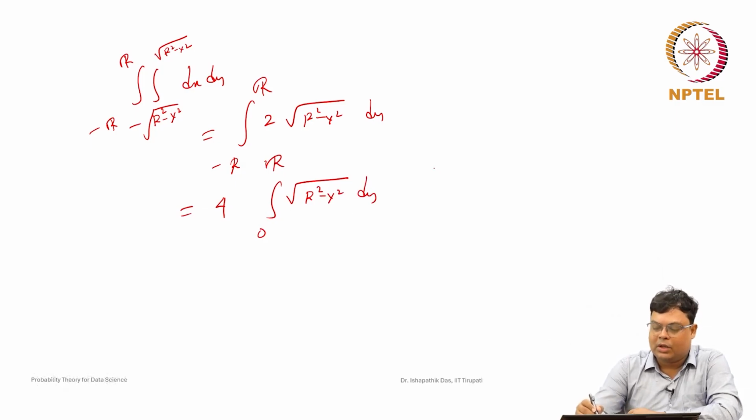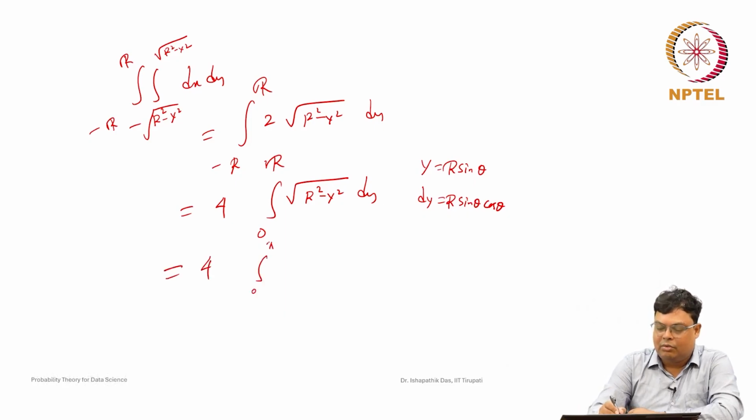Then we have to put y is equal to r sin theta. If we replace this, then we can do the integration. Then dy is equal to r cos theta d theta, and the limit of theta: whenever theta is 0, y will be 0, and when theta is pi by 2, y will be r. So this is nothing but the integral from 0 to pi by 2 of root over of r square minus r square sin square theta, then r cos theta d theta.